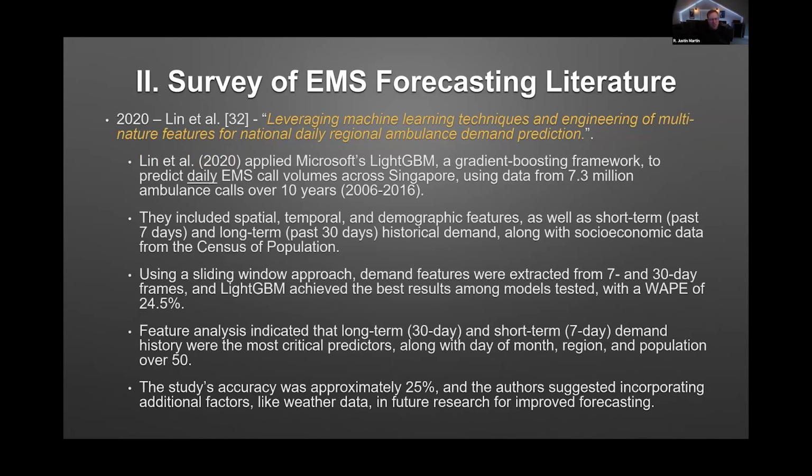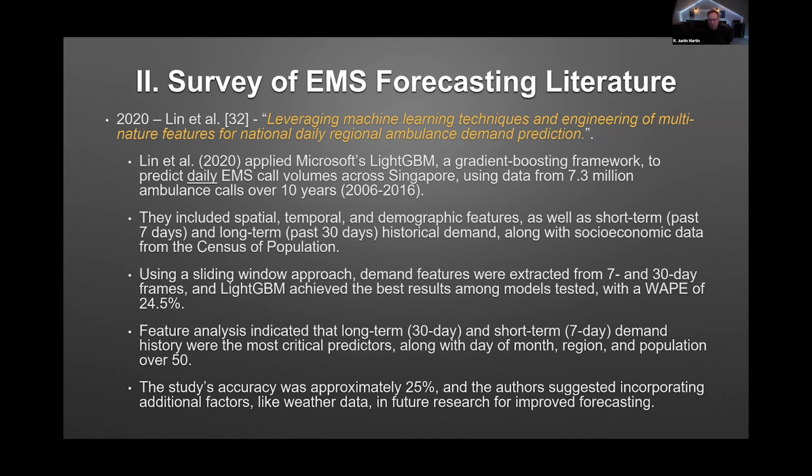And then almost through the studies here. So Lin, they're the first to explore using what's called a light gradient boost model, which is a gradient boosting framework that was developed by Microsoft. So again, looking at more progressive machine learning approaches. So they did a study in Singapore using a lot of data over a 10-year period. They included spatial, temporal, and demographic features. Features is what we call variables in machine learning, as well as short-term and long-term forecasts, long and short-term historical demand as a feature.